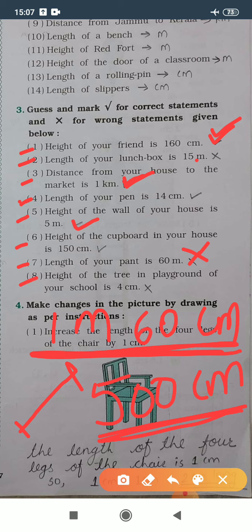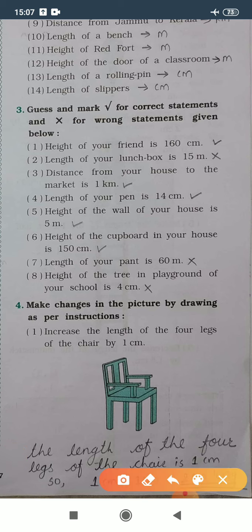Number 8, height of the tree in the playground of your school is 4 centimeter. No, a tree's height is calculated in meter, not in centimeter. So 4 centimeter is too small, from here to here. So this statement is false and you need to put a cross after the statement.